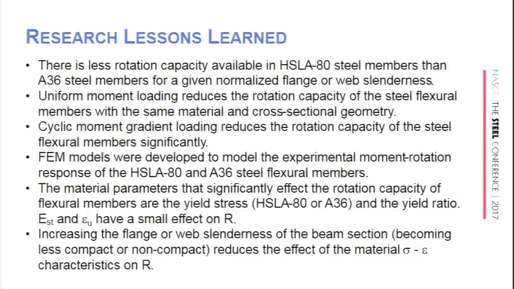If I do a uniform moment test, the one difference between a uniform moment test and a moment gradient test is that once I reach Mp, it's over a length of beam, and I can't really get any more capacity in that member. What happens in a moment gradient test with a point load is that spread of plasticity along the flange as I keep increasing the load. So when that plastic hinge forms, I'm still spreading plasticity to a point. And that's why I can get to some value above Mp in a moment gradient test versus a uniform moment. And again, cyclic moment gradient loading reduces the rotation capacity of the steel flexural member significantly.